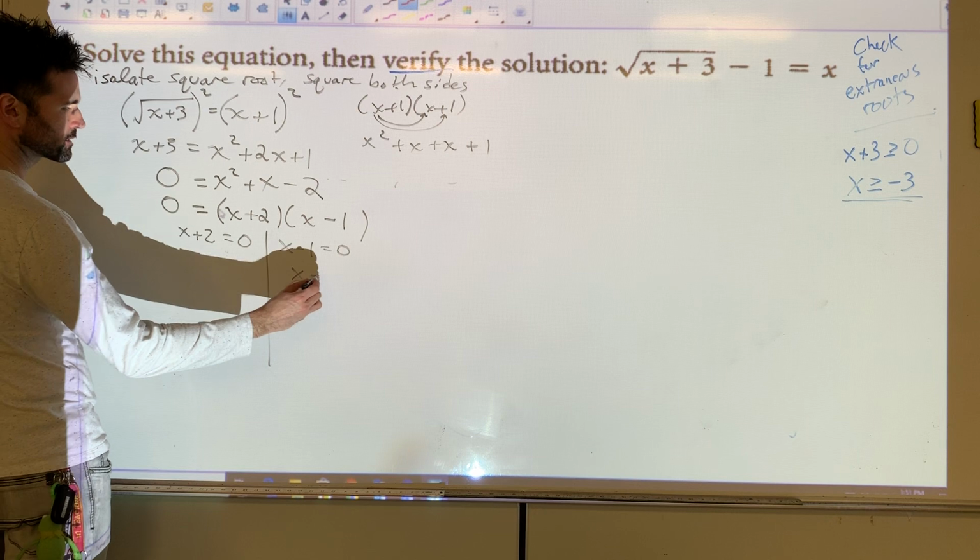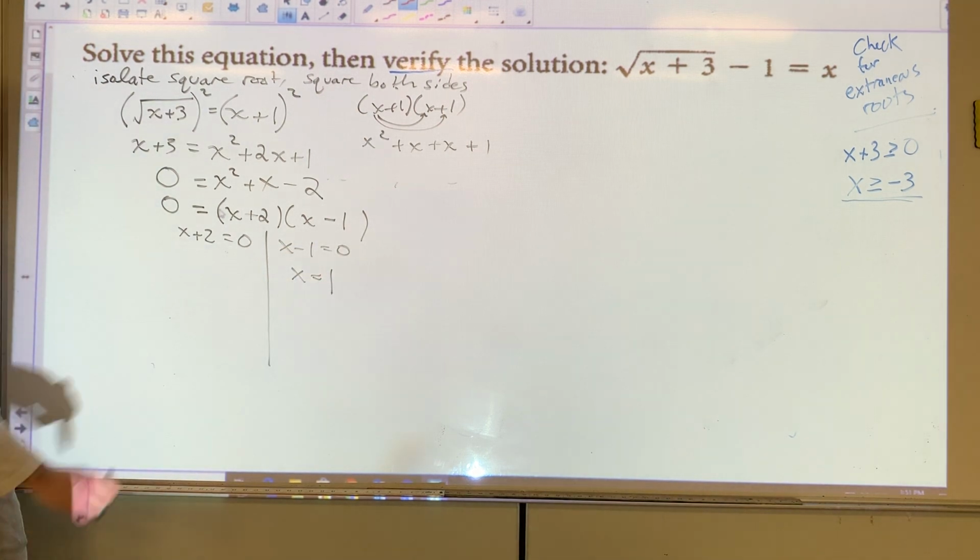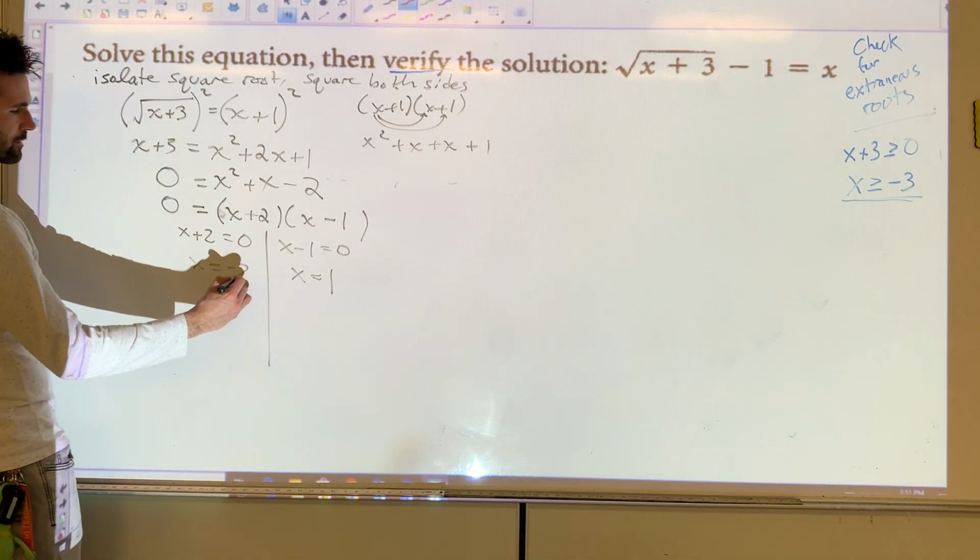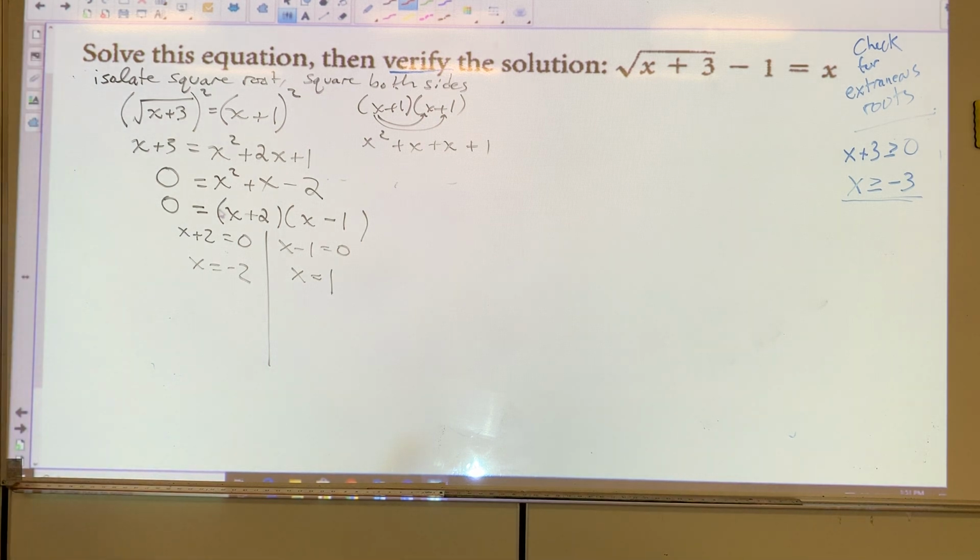So you get x equals 1 from the right hand side, and over here you get x equals -2. Now, because there is a square root, I would need to check my answers. Am I satisfying my condition over there? Yes, you can still get extraneous roots. It's not a bad idea to check.